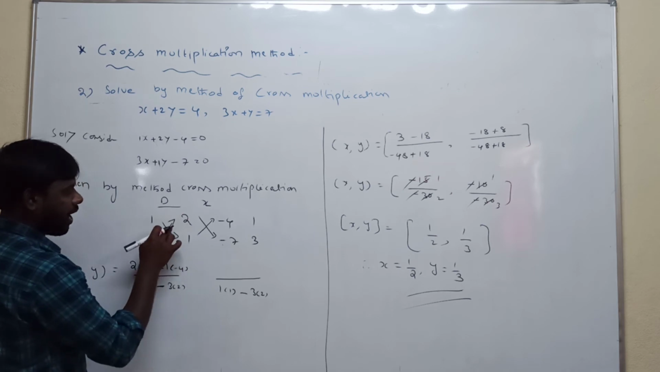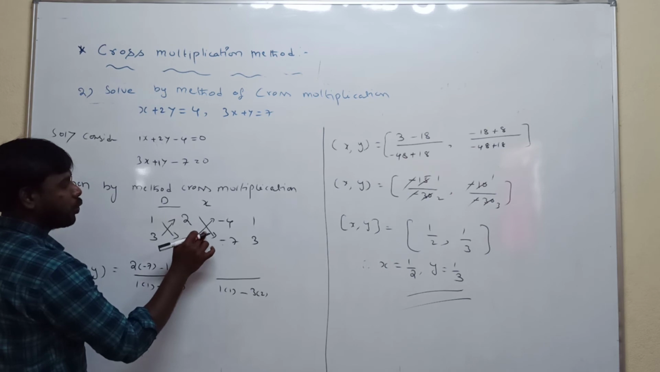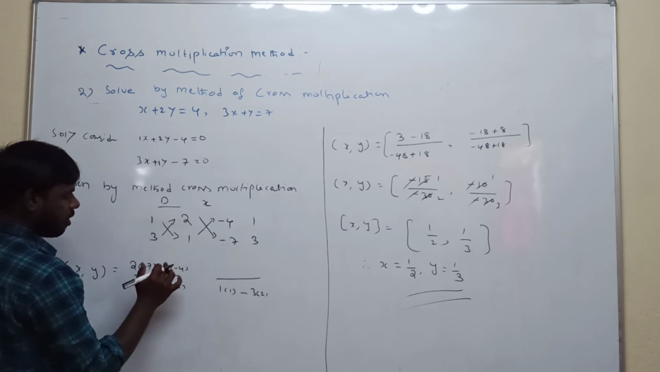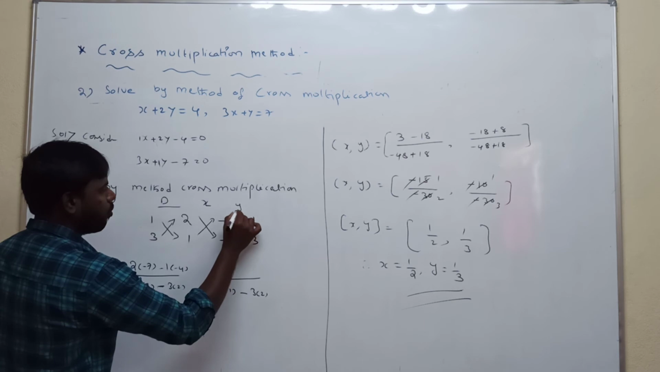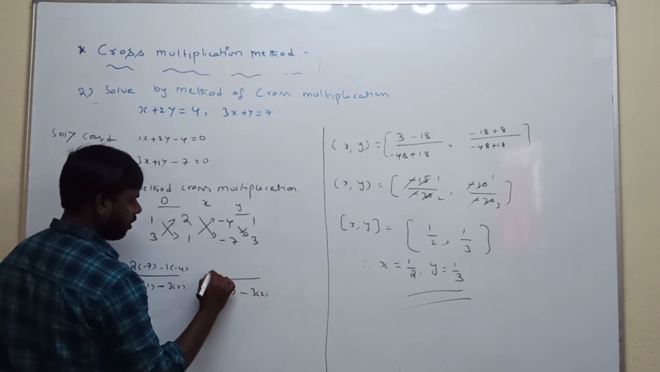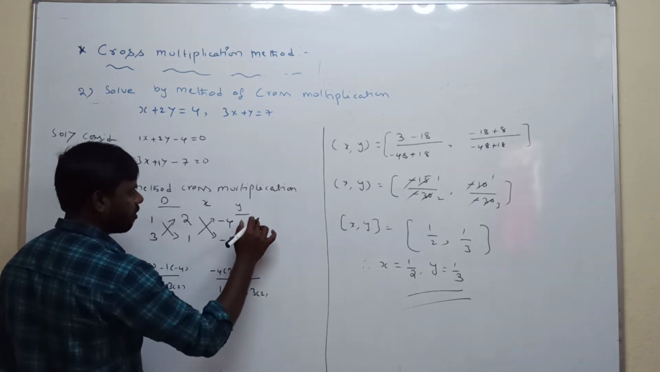This one you can take in the x and y denominator value. This value you can take only in x numerator. So now applying the cross multiplication, write this in the x numerator: 2 into minus 7 minus 1 into minus 4. Now write this in the y numerator. Applying the cross multiplication: minus 4 into 3 minus 7 into 1.